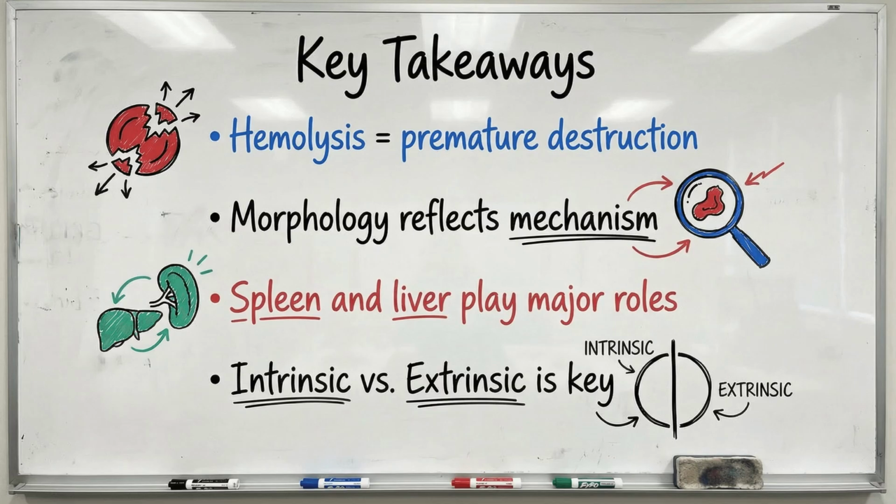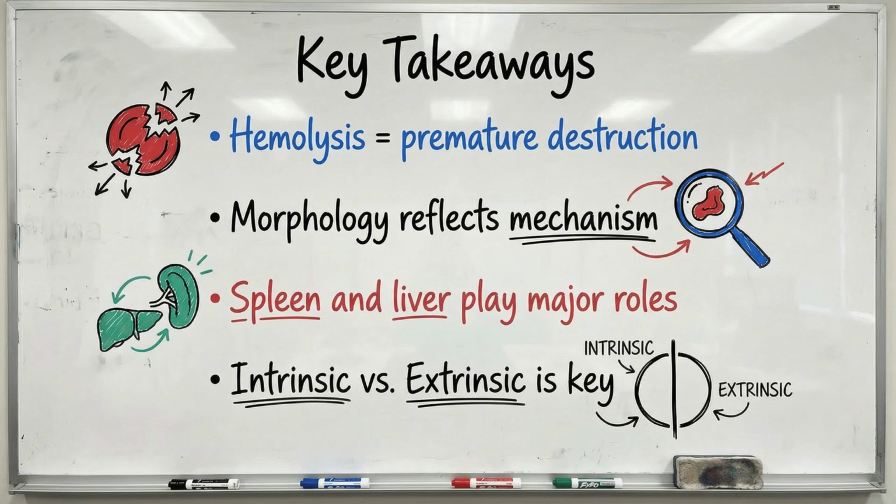Remember, hemolysis isn't just a fancy word. It's the premature destruction of red blood cells, cutting short their vital 120-day journey. Every weird shape you see on that smear, the spherocyte, the schistocyte, the bite cell, it's not random. It's a direct reflection of the underlying mechanism of destruction, a visual clue to the cellular trauma.